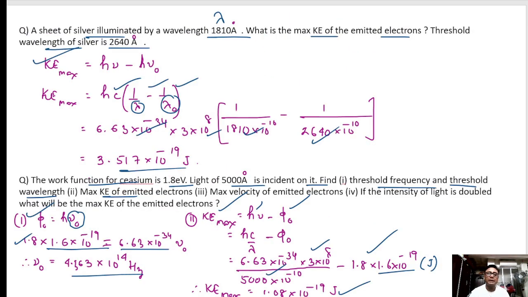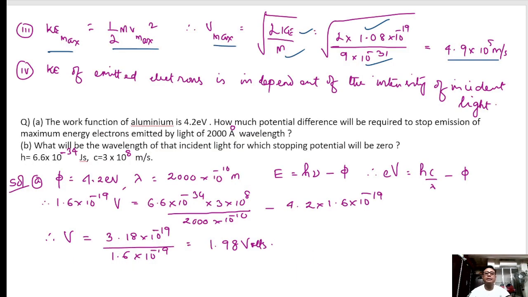Next, they are asking if the intensity of the light is doubled, what will be the maximum kinetic energy? Intensity doubled. If you double the intensity, then what is the effect on the kinetic energy? So see here, kinetic energy of emitted electrons is independent of the intensity of the incident light. Very important word. That means whatever the intensity is, it's not the factor. Kinetic energy of the emitted photoelectrons is independent of the intensity of the incident light. Clear?